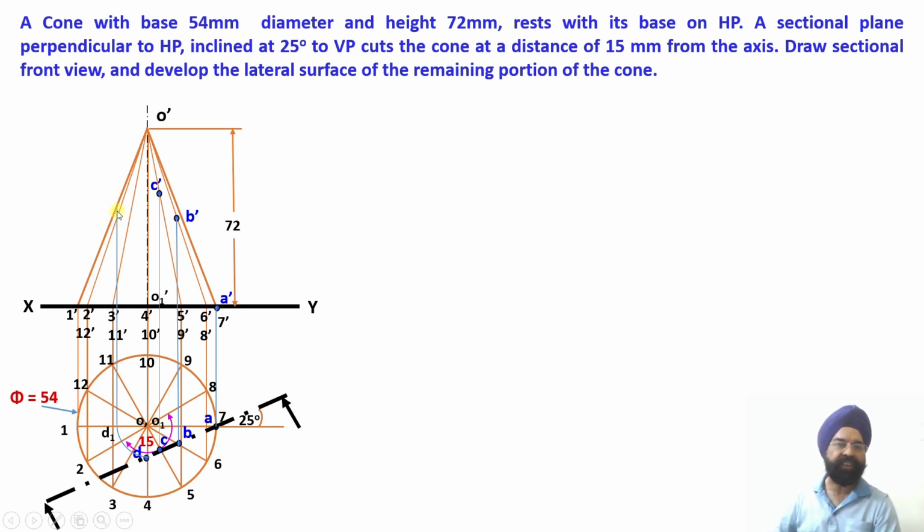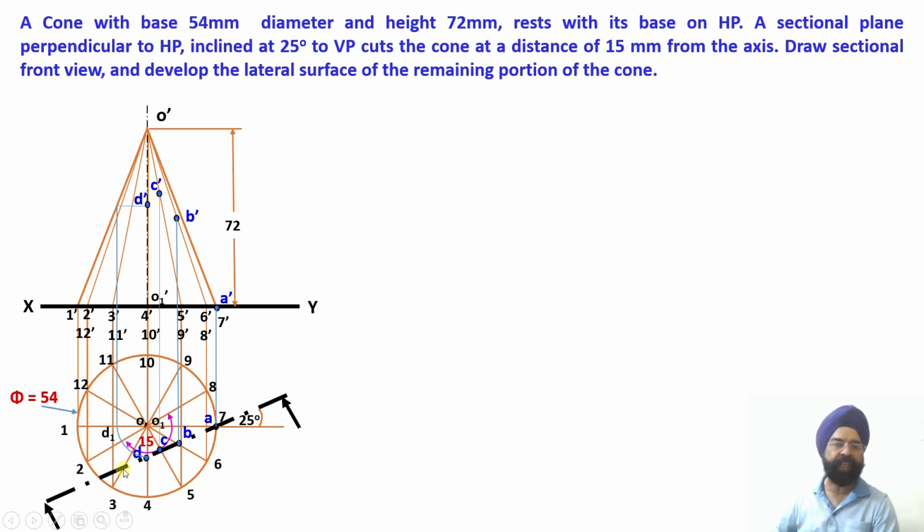Now once I transfer it to the front view, I know the height. That is, this is going to be my height. So once I know the height, I am going to transfer it onto O-4 dash. Once I transfer it back onto O-4 dash, I obtain the fourth point of intersection in the front view. So A dash, B dash, C dash, D dash. These are the 4 points which have been obtained.